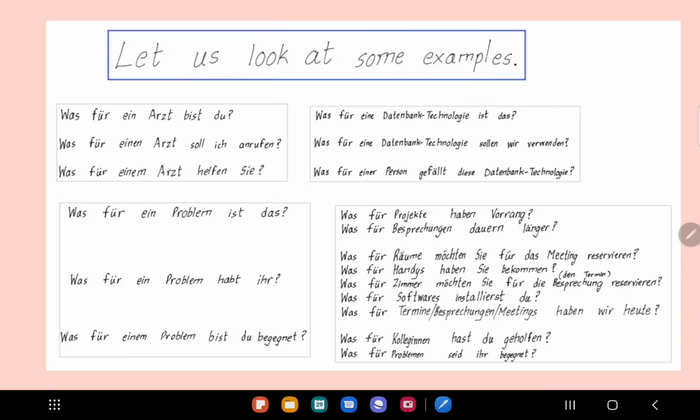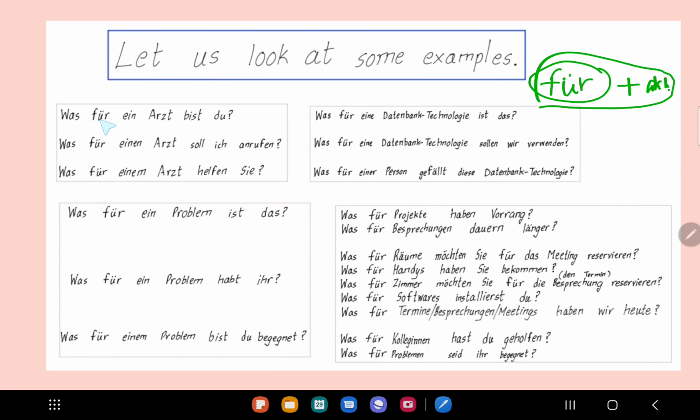Let us start. Was für ein Arzt bist du? Was für einen Arzt soll ich anrufen? Was für einem Arzt helfen Sie? Check what is happening here: we notice that we are using was and für together. So far you know that für is a preposition and what comes after für is normally accusative, and you use für to say things like for something. But here für is not that.